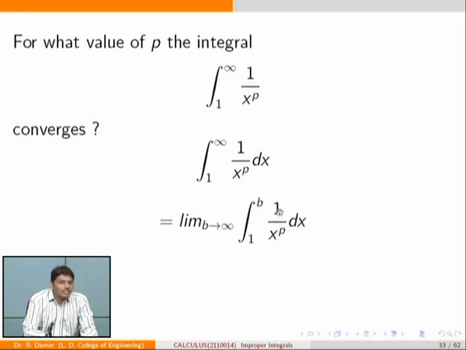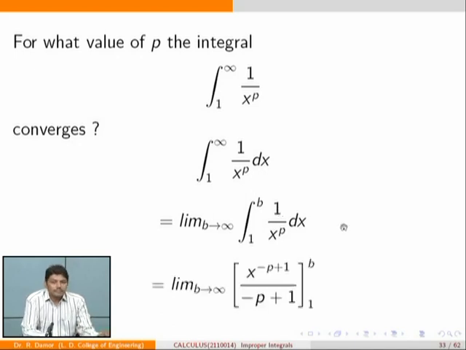So what is the integration of this? It is x raised to minus p plus 1 upon minus p plus 1, and this integration limit is 1 to b. Now I can evaluate this as b tends to infinity. So I can put down my upper limit and lower limit. What is my upper limit? Upper limit x equal to b and lower limit x equal to 1.